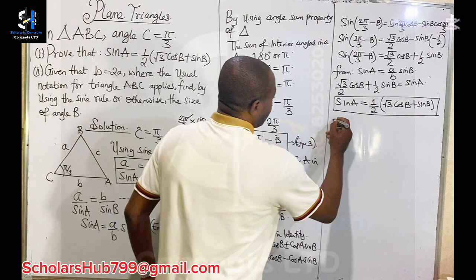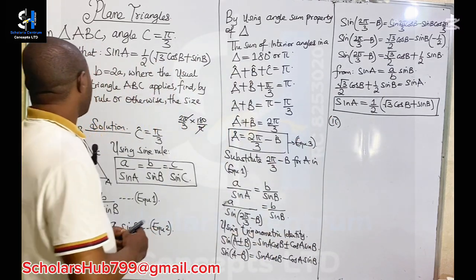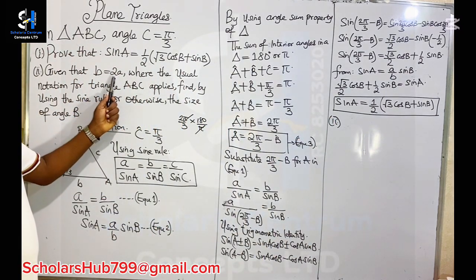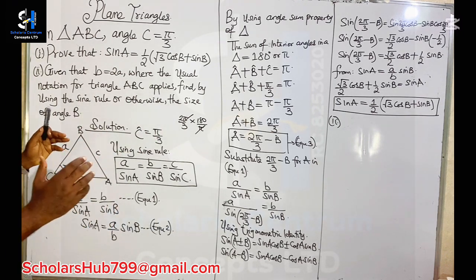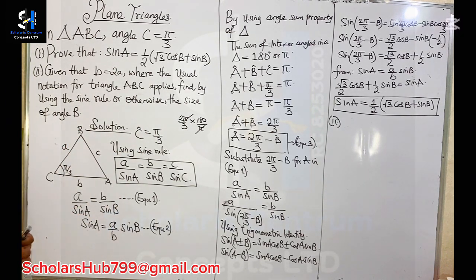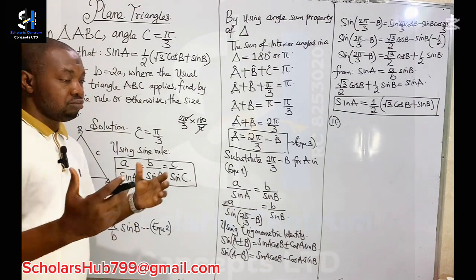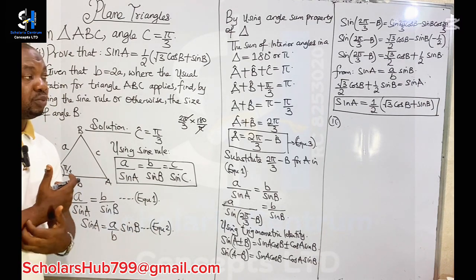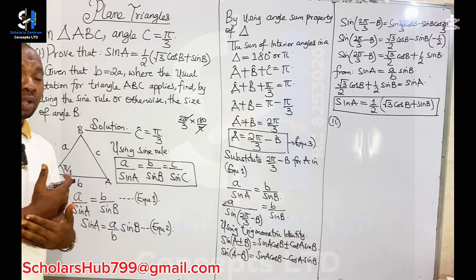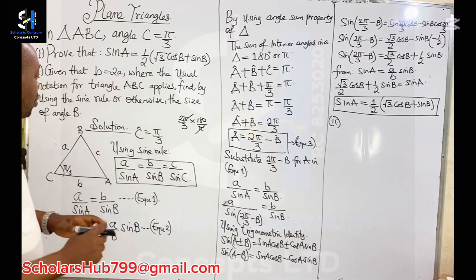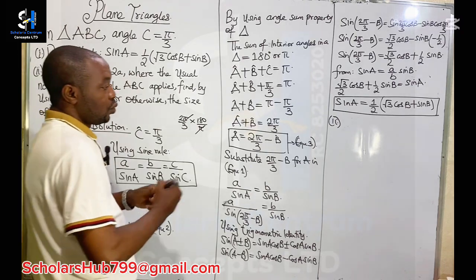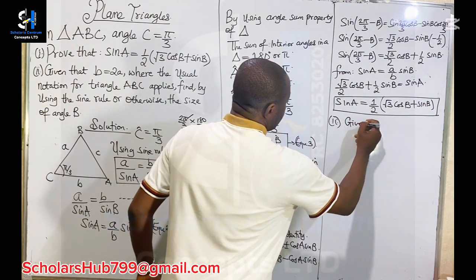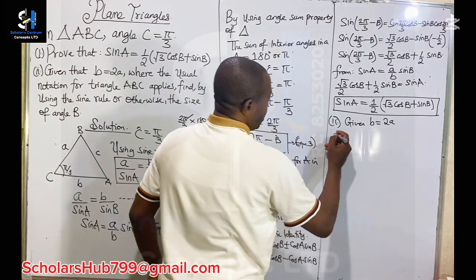Okay, so Roman numeral 2, we are given that side b equals 2a, where the usual notation for triangle ABC applies. Find B by using the sine rule or otherwise. Now we can use the sine rule, and if the sine rule doesn't work, then we have to use another formula. But let's use the sine rule since we are given b equal to 2a.